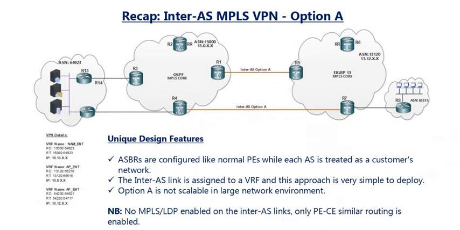So, to the recap. This is a focus on the inter-AS MPLS VPN option A, where you have this unique design feature: the ASBRs are configured like normal PEs, while each AS is treated as a customer's network. In this case, it is showing here that R1 and R4, being the ASBRs of this AS, are seeing the entire network of this AS as if they were a customer's equipment connecting to a PE.